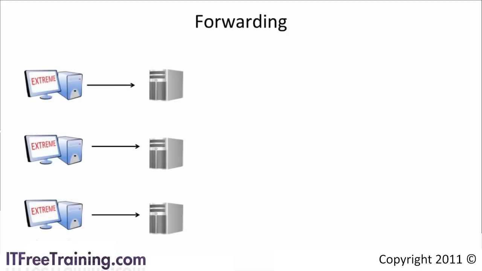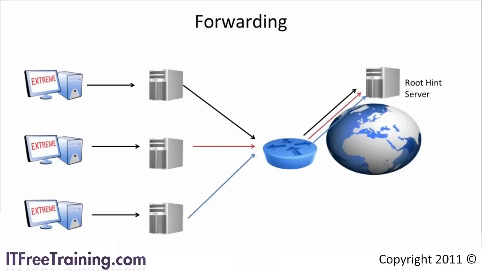Consider this example. Imagine there are 3 different networks. A client in each of the 3 networks attempts to resolve the same domain name. The DNS server in each network contacts the root hints server. The root hints server returns the address of a .com server to each of the DNS servers. The DNS servers then contact the .com server. The .com server returns the IP address of a server that is an authority for that domain.